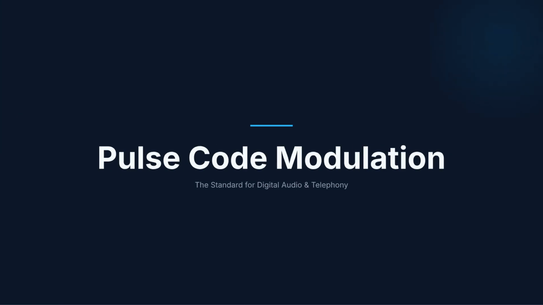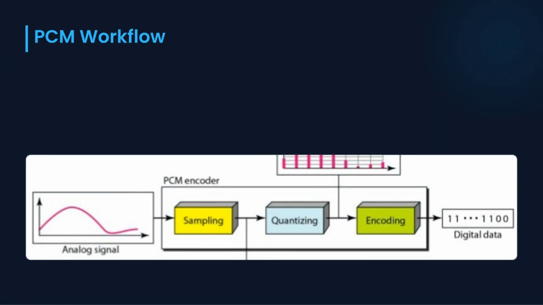Pulse code modulation, or PCM, is the standard for digital audio and telephony. It is the primary method for converting analog signals into digital form. The PCM workflow consists of 3 main components: the sampler, which measures the signal; the quantizer, which assigns discrete values; and the encoder, which converts the values to binary data.